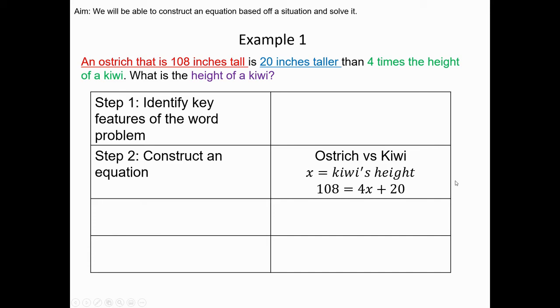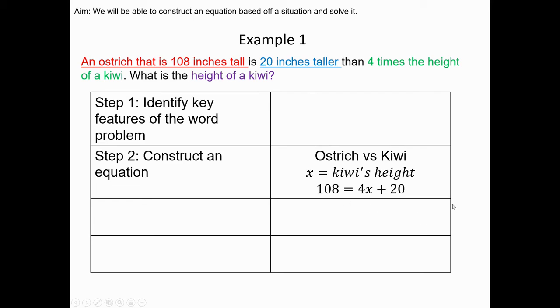Now, I know a lot of you guys are probably confused right here because you look, oh, the ostrich is 108 inches tall, and it's 20 inches taller. Should I put the plus 20 on the ostrich side? Well, guys, if I put a plus 20 on the ostrich side, wouldn't that give the ostrich 20 more inches? It wouldn't be equal to the kiwi. Our goal is to make these equal.